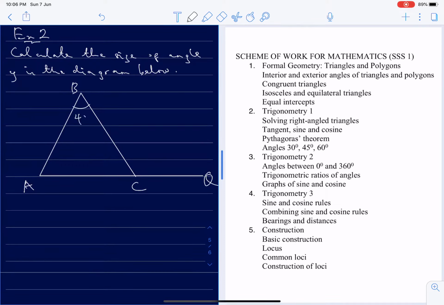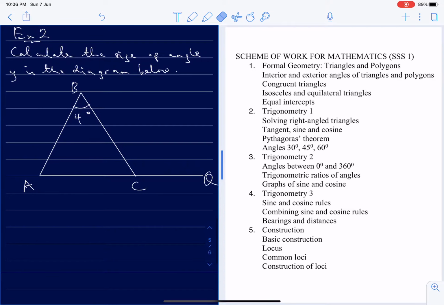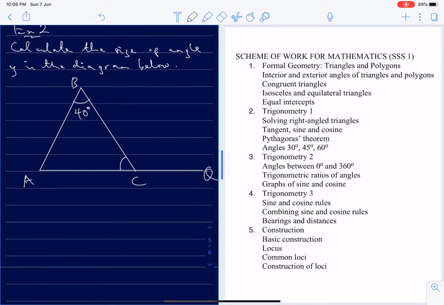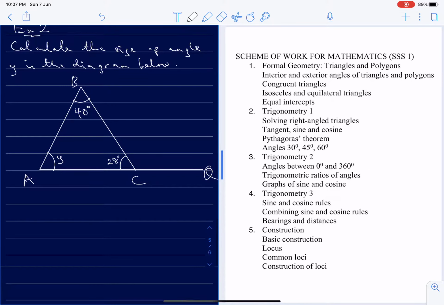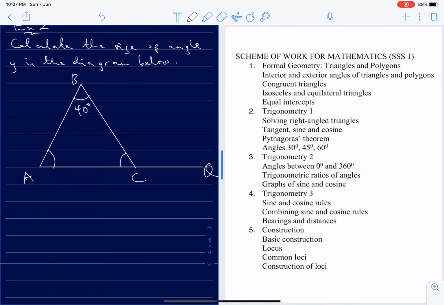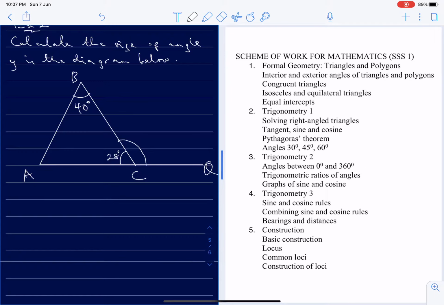If I make this 40 degrees, and make this 28 degrees, and this Y. Yeah, that's better. Let me make that Y.